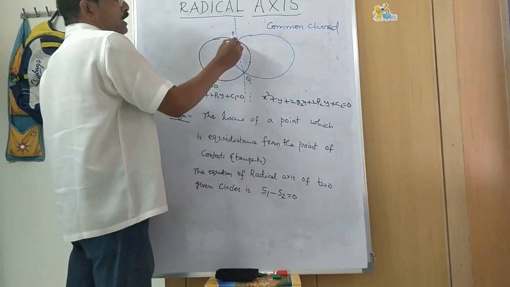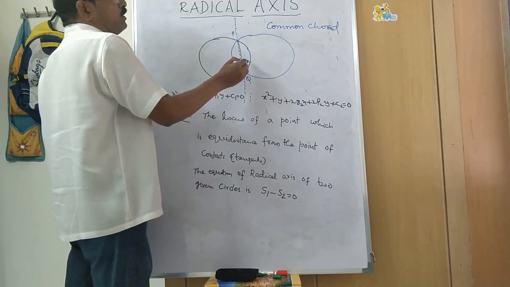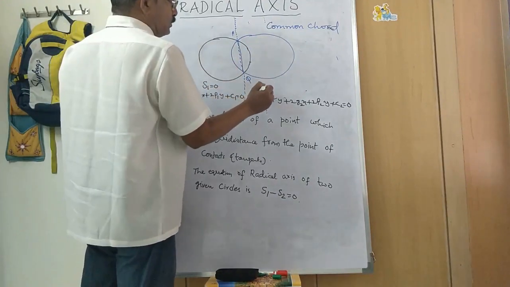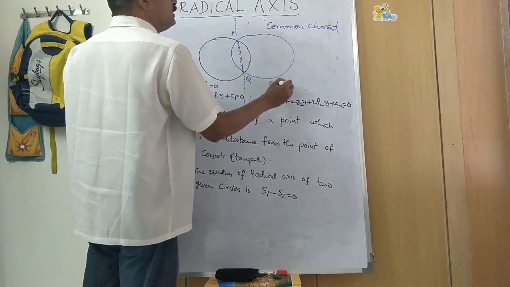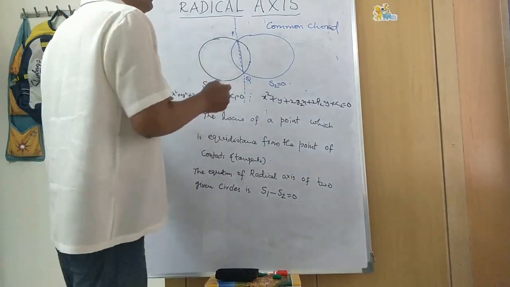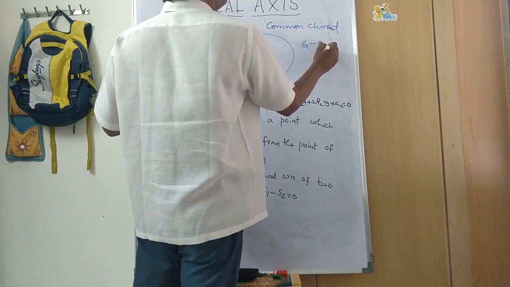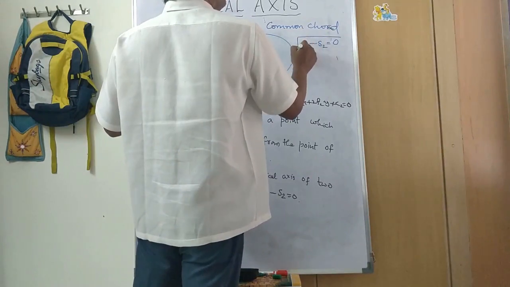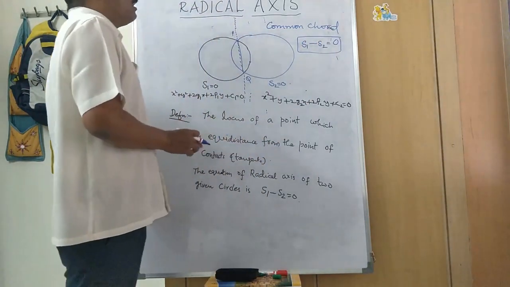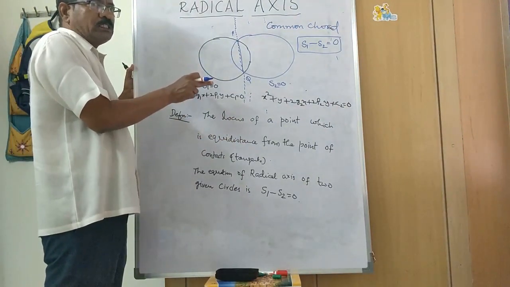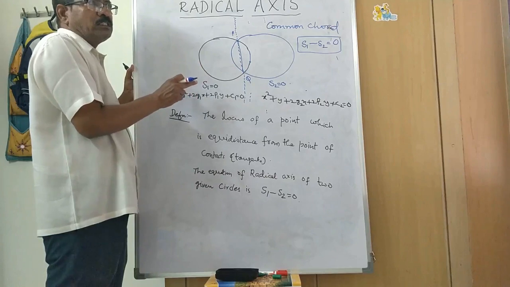You know that this line is a chord for this circle and this circle, S1 circle and S2 circle, for both the circles. That's why the equation of the common chord is also S1 minus S2 is equal to 0. That means the radical axis becomes the common chord when the two circles intersect each other.